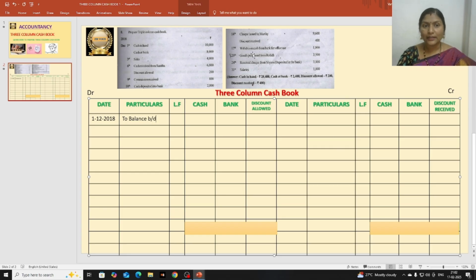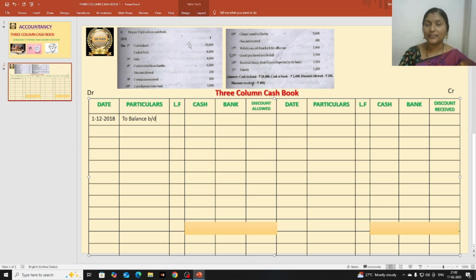Okay, and cash in hand 10,000. You can see here cash in hand how much? 10,000. This 10,000 I am going to write in cash column because in case of 3-column cash book, if any cash transaction is there, we are going to record that amount in the cash column. Cheque transactions we are going to record in the bank column. Discount amounts we are going to record in the discount column. Hope this is clear. Let us record.